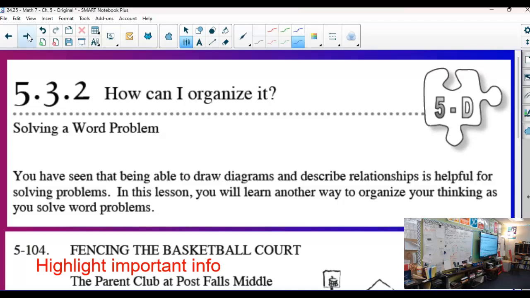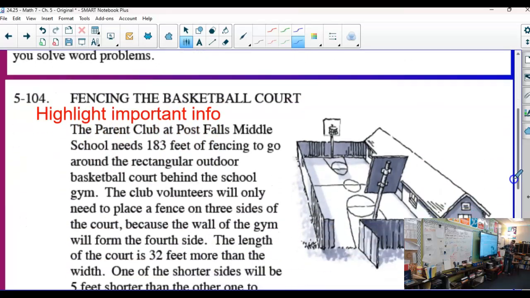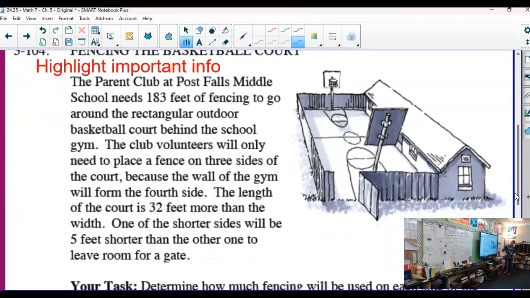Parent Club at Post Falls Middle School needs 183 feet of fencing to go around the regular outdoor basketball court behind the school gym. The club volunteers will only need to place a fence on 3 sides of the court because the wall of the gym will form the fourth side.